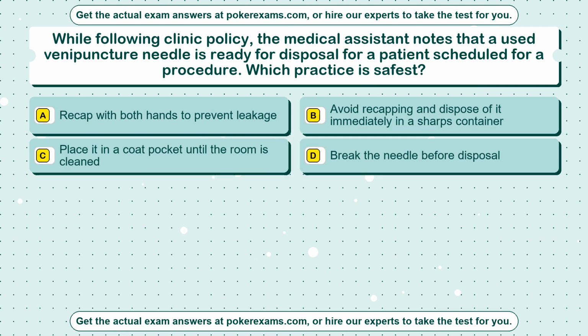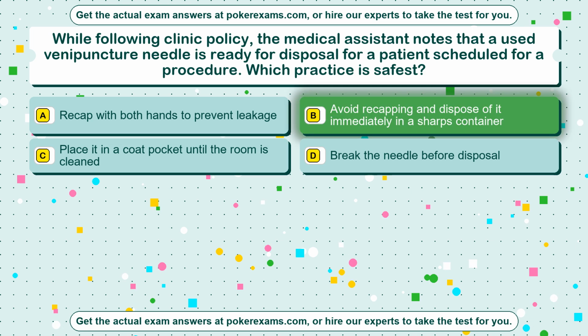Question 98. While following clinic policy, the medical assistant notes that a used venipuncture needle is ready for disposal for a patient scheduled for a procedure. Which practice is safest? Option A, recap with both hands to prevent leakage. Option B, avoid recapping and dispose of it immediately in a sharps container. Option C, place it in a coat pocket until the room is cleaned. Option D, break the needle before disposal.